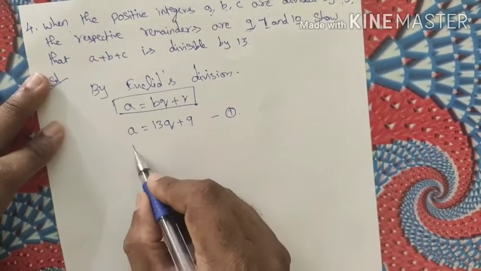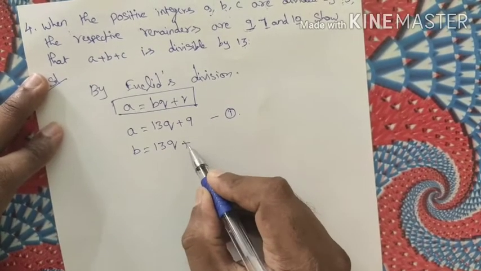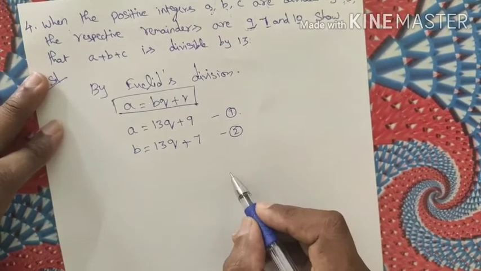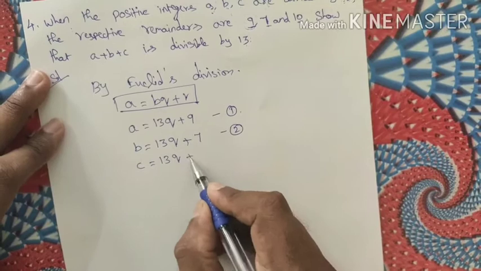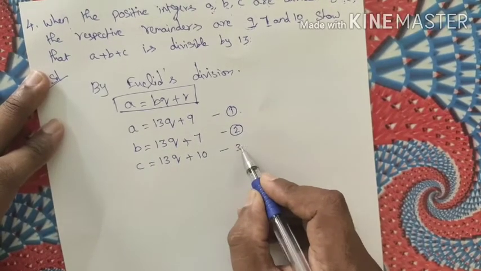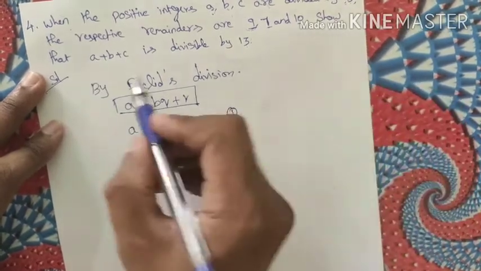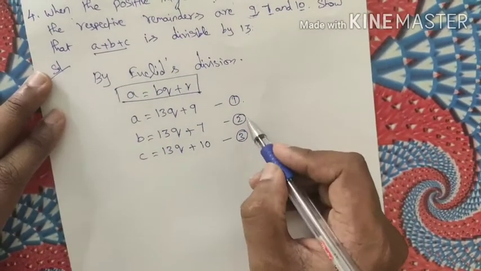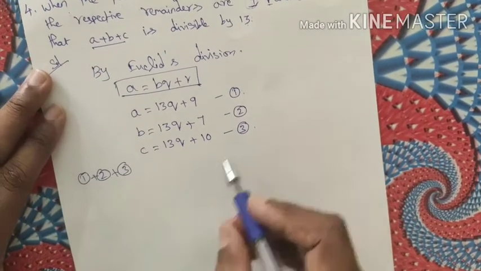And then b is divided by 13. Quotient we don't know, and it leaves the remainder 7. Let me take it as equation number 2. And then the same, c is divided by 13, it gives the remainder 10. Let me take it as equation number 3. The question asks to show that a plus b plus c is divisible by 13. So we must add all the equations, 1 plus 2 plus 3.